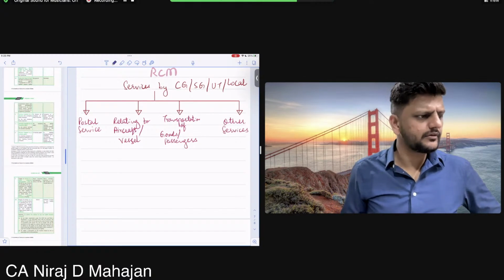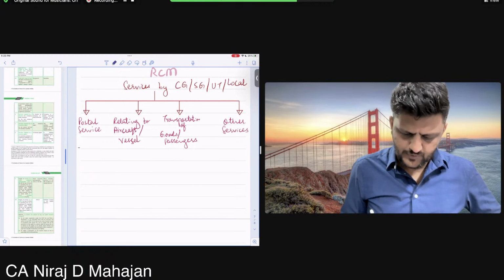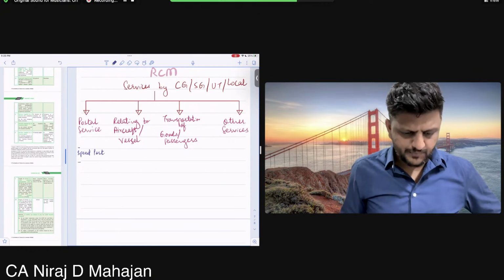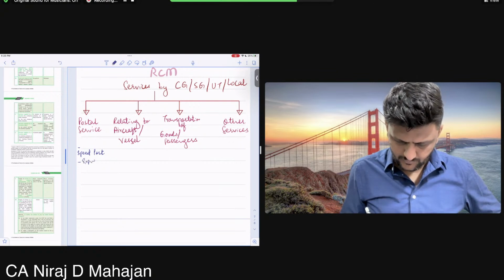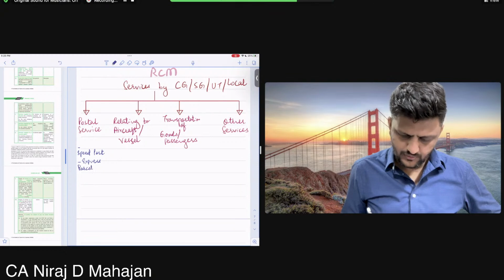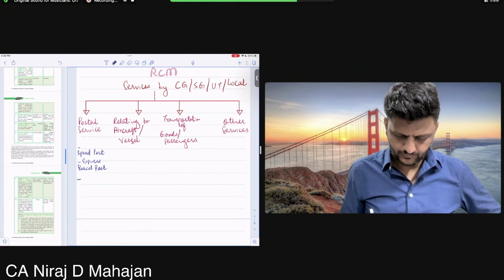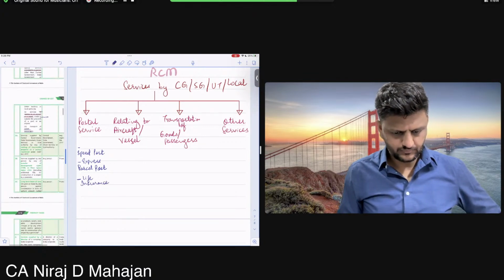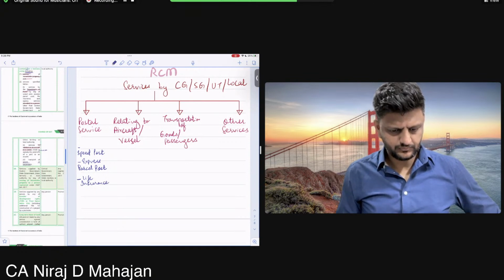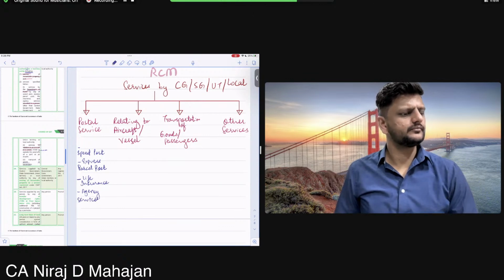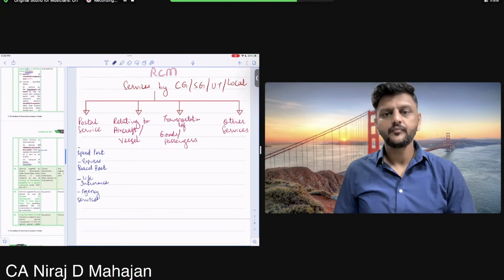Postal services, what do we have here? First one, speed post, express parcel post, life insurance, and lastly agency services. Done till here, all of you?